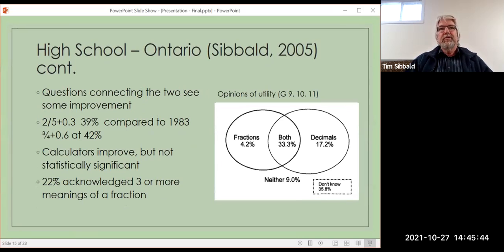A question like 2/5 plus 0.3. This was based on the literature. I measured it at 39%. It had been used in an instrument in 1983, and it came out at 42%.